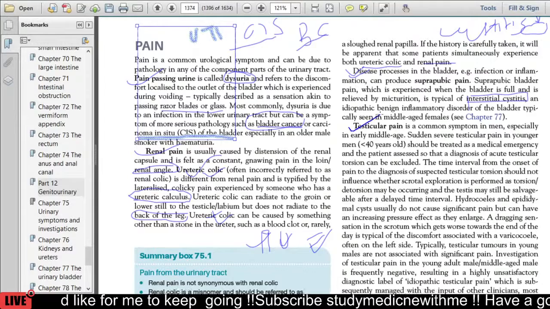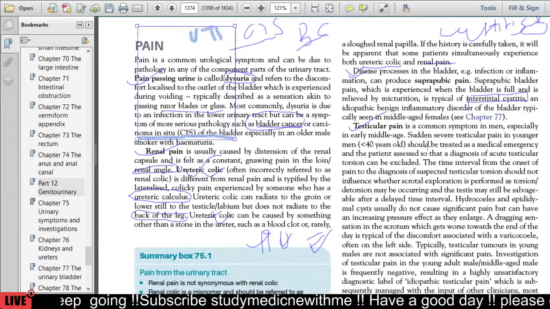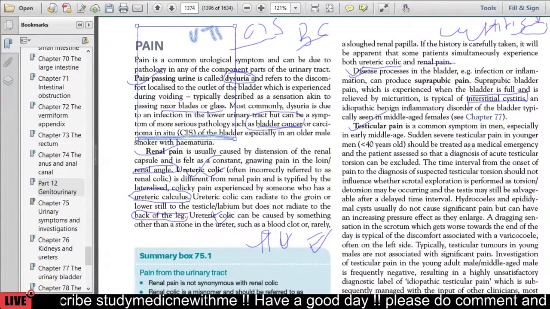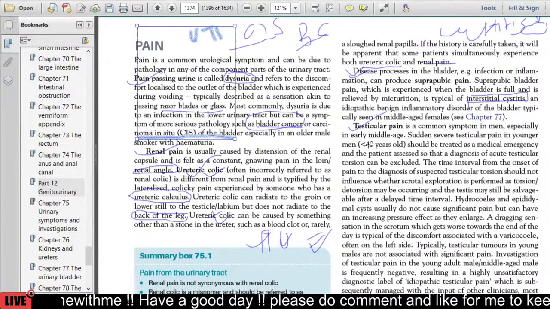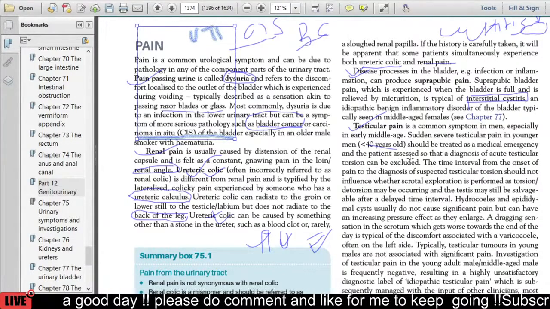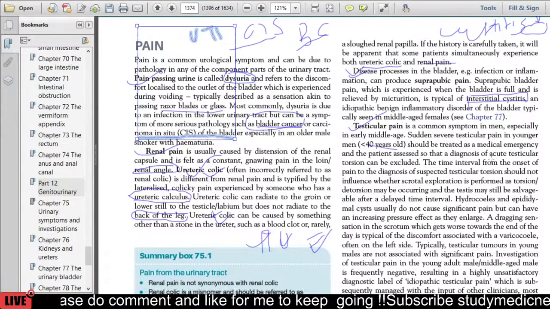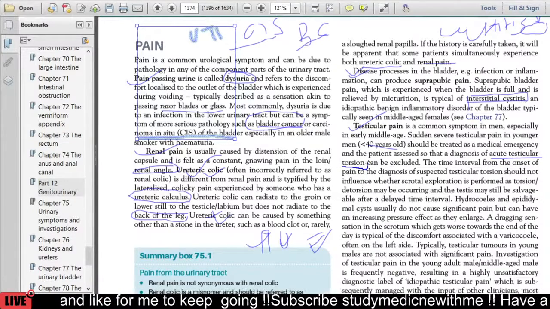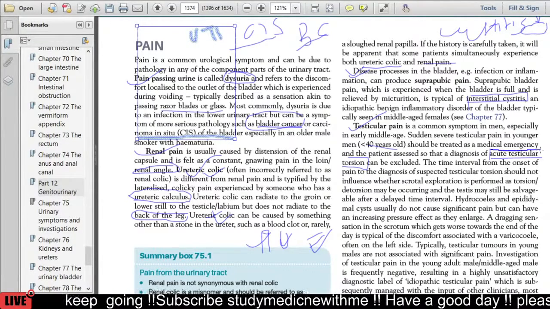So let's look at testicular pain. Testicular pain is a common symptom in men, especially in early middle age. Sudden severe testicular pain in younger men, especially under 40 years old, should be treated as a medical emergency, and the patient assessed so that the diagnosis of acute testicular torsion can be excluded. Acute testicular torsion is very painful, and if a person under the age of 40 comes with testicular pain, they should be admitted in emergency.